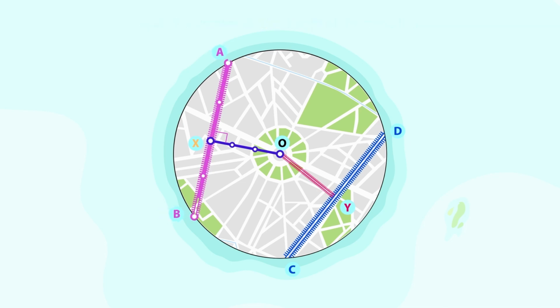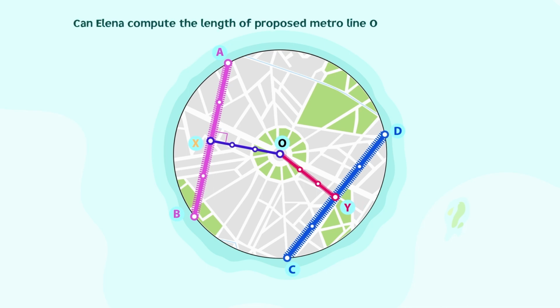If AB and CD form chords of equal length and the length of metro line OY is known, can Elena compute the length of the proposed metro line OX? If so, prove how.